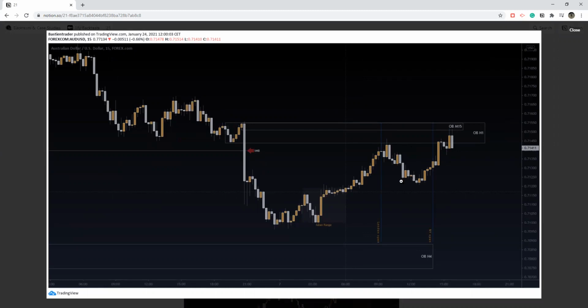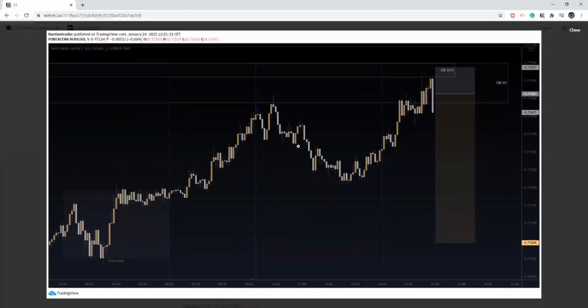Yes, because again, it broke structure, pullback, broke structure again, pullback. So maybe you could have taken a short, but okay. Here it is actually. Let's see. So you have this break, so possibly an entry right there. It didn't get tapped.